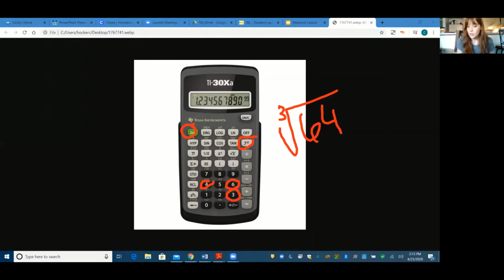So before we could use this button because it was just a square root, but since we're dealing with cube root, we have to specify the number that is outside of here. If you do that correctly, you should get 4. And that is it for this calculator. If you have any questions or that didn't work for you, just message me and I can help you.